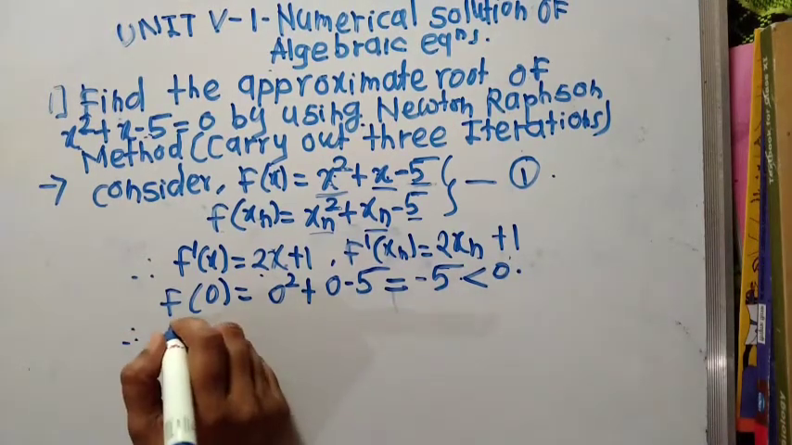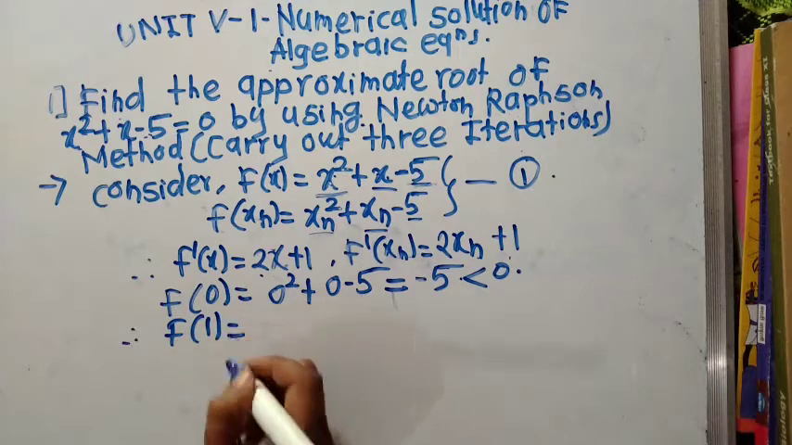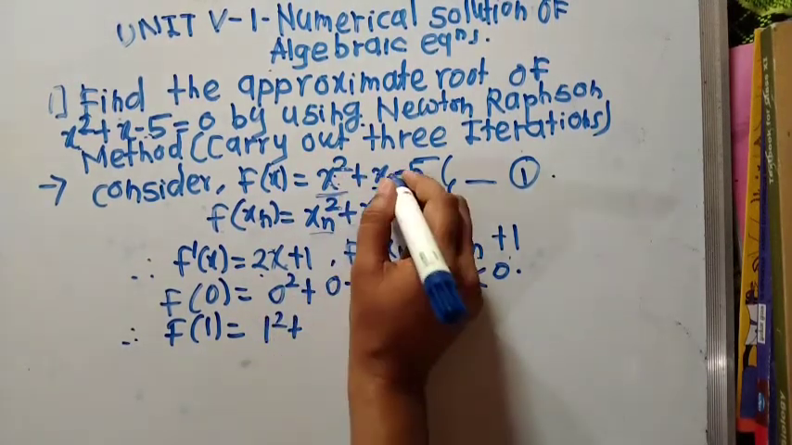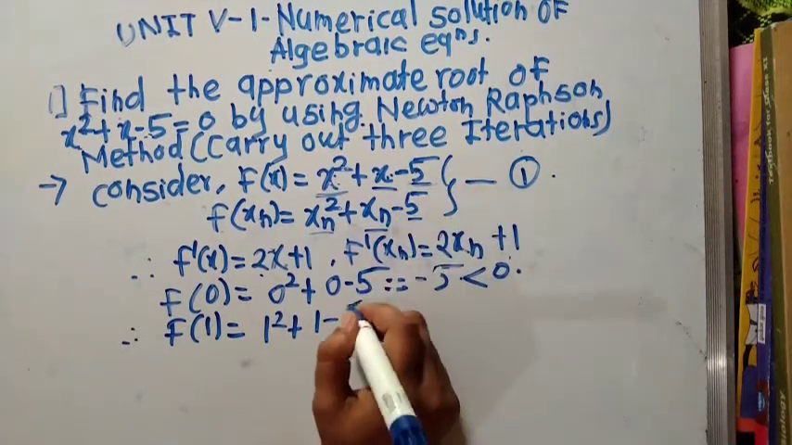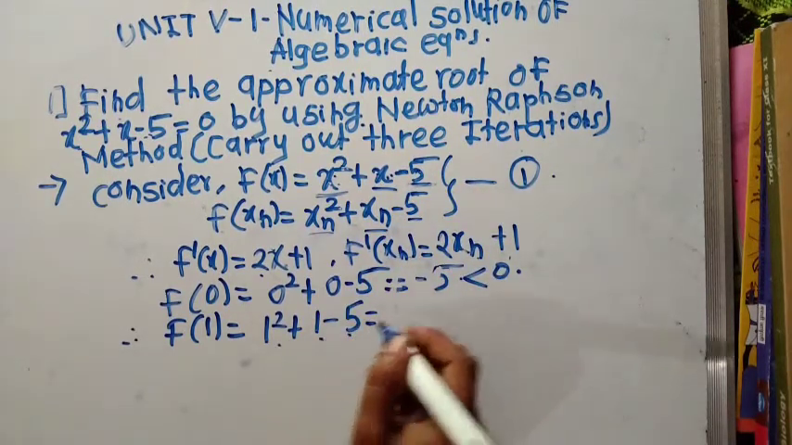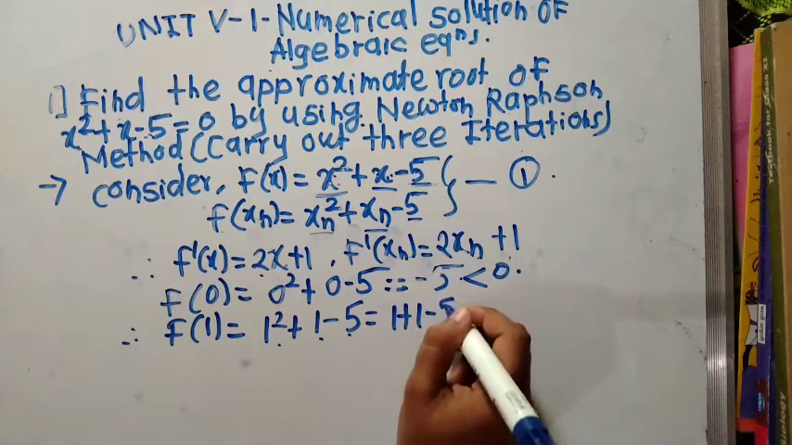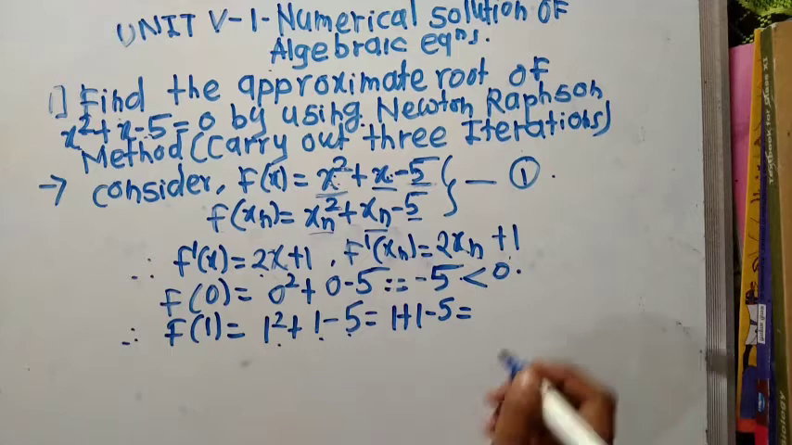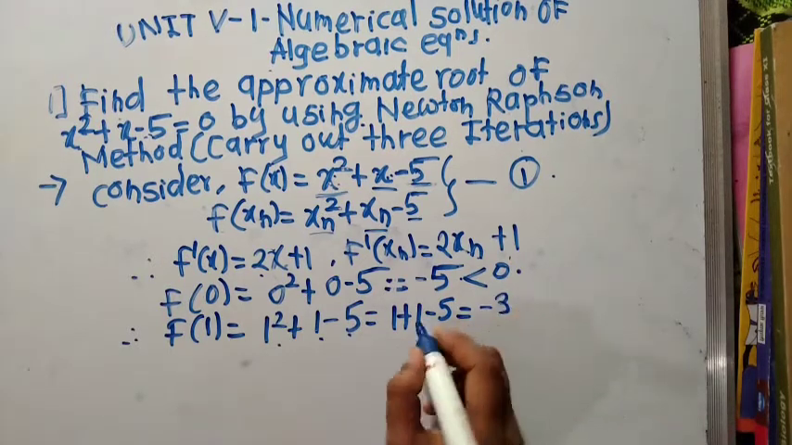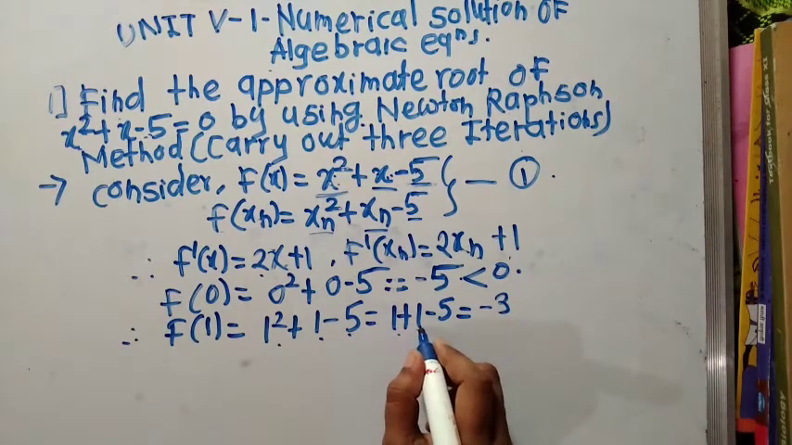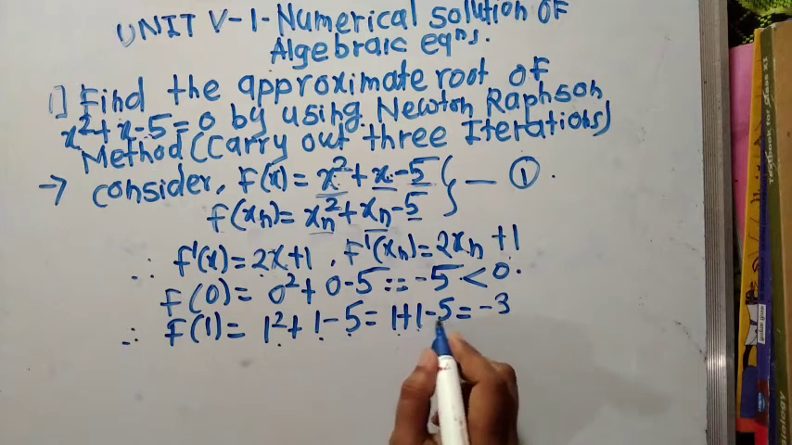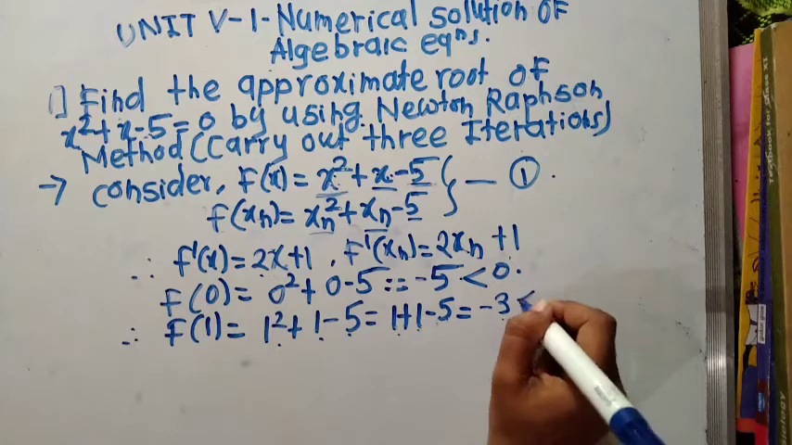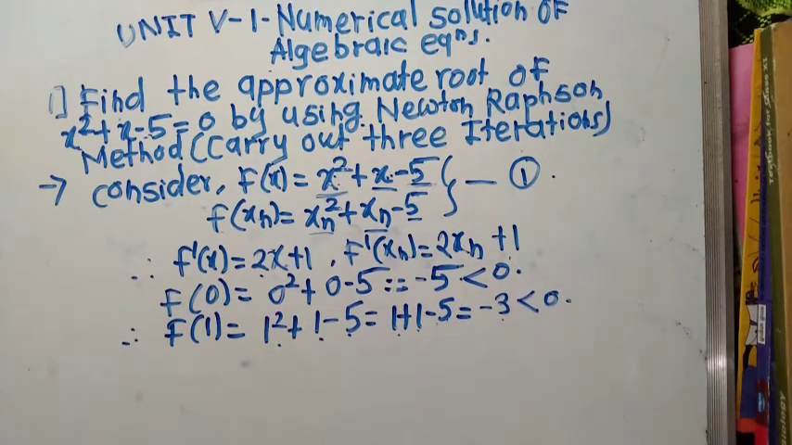So here it should be greater than 0. Let us put 1. So 1 square plus 1 minus 5. So 1 plus 1 minus 5, which is equal to minus 3. 1 plus 1 minus 5 is minus 4, plus 1 is minus 3, and it is less than 0.